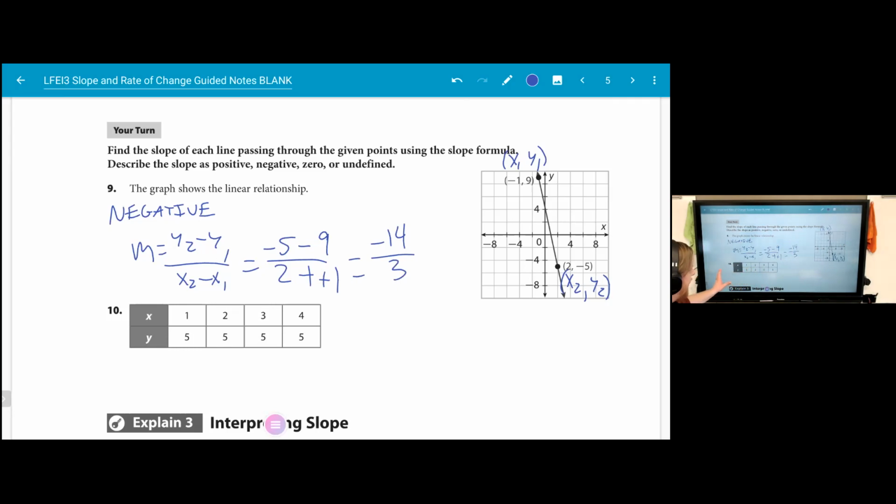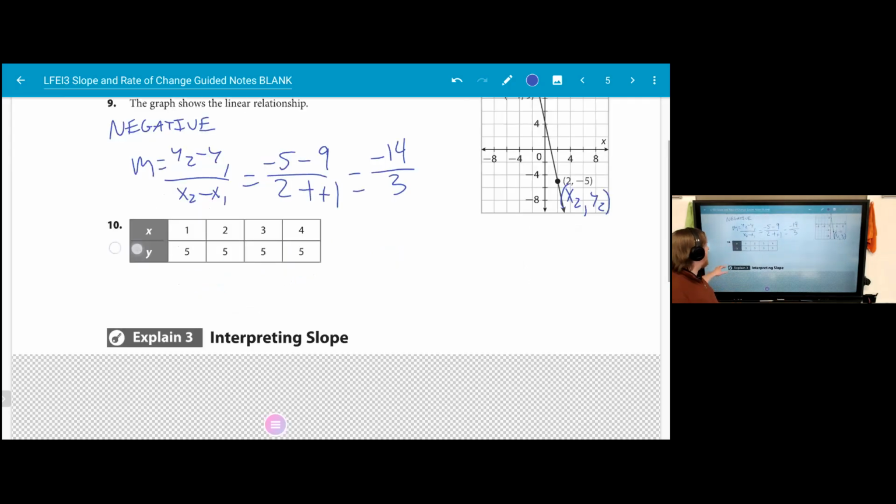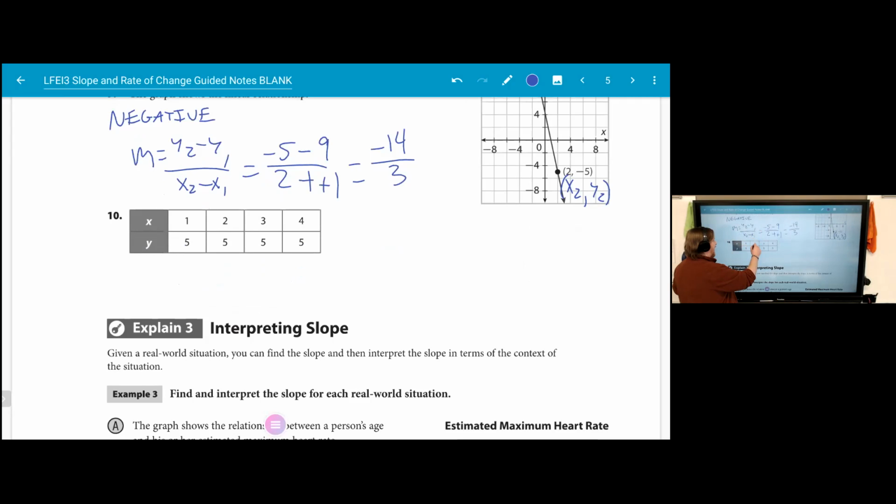Does this make sense? Is this a negative slope? Yeah, it sure is. It sure is -14 divided by 3. That's our slope. And it is negative. We reproved that once again. Let's go ahead and look at number 10. I'm going to pick, doesn't matter, this one and this one. x1, y1, x2, y2. Why not?